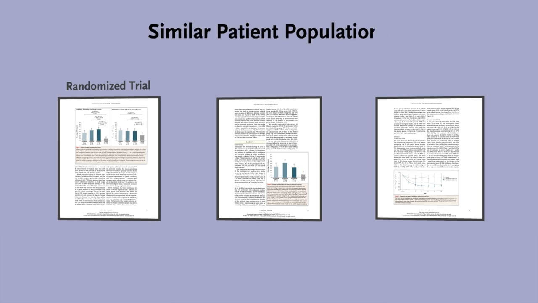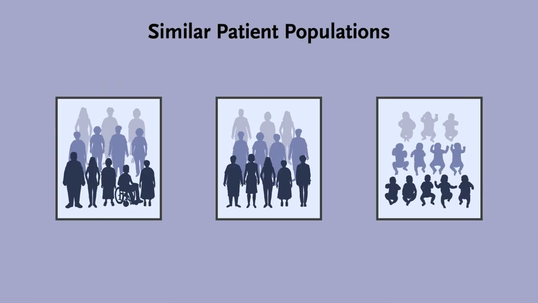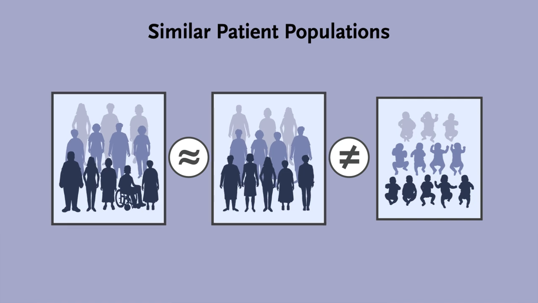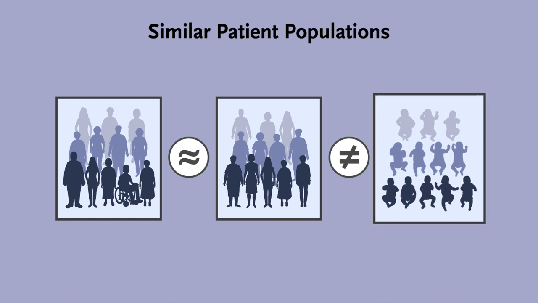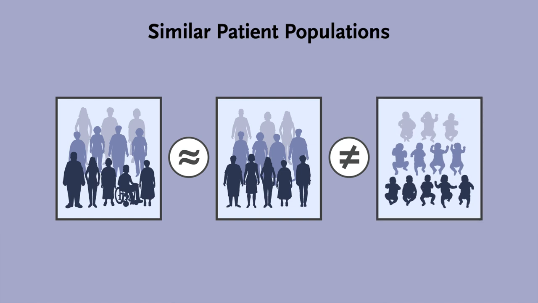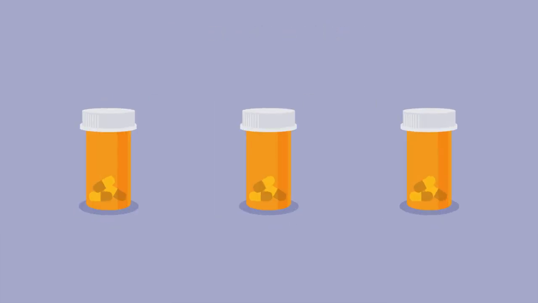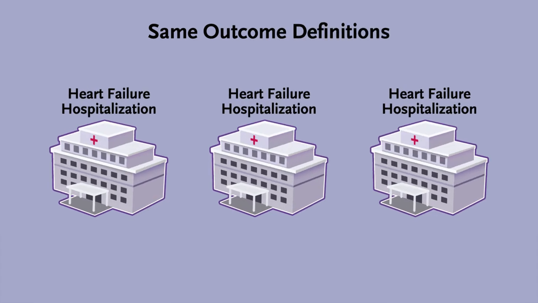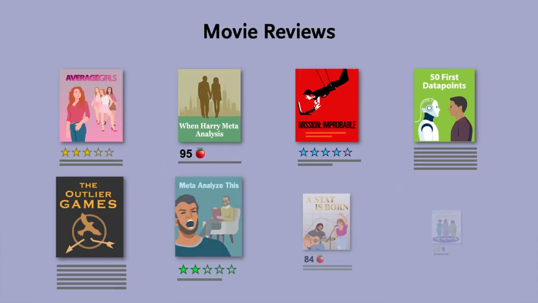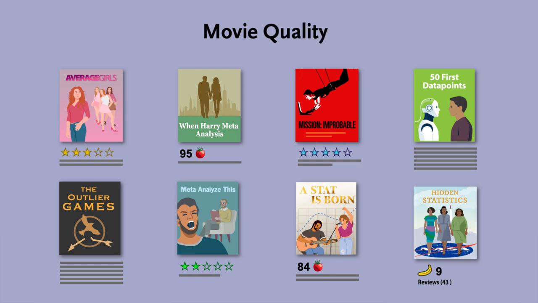Third, you want trials to have similar patient populations. Defining similar can be subjective, but you can imagine that combining results of a trial of an intervention among older adults with another that included only infants is unlikely to be informative for adults. Fourth, the studies need to be evaluating the same intervention. And fifth, the studies need to have the same, or again, similar outcome definitions. For example, all the movie reviews have the same outcome, movie quality, even though many use different scales.